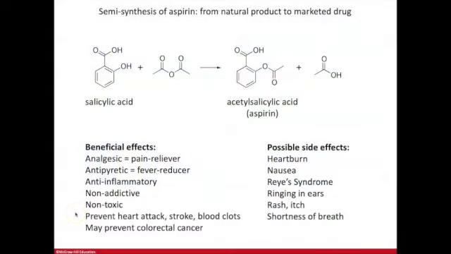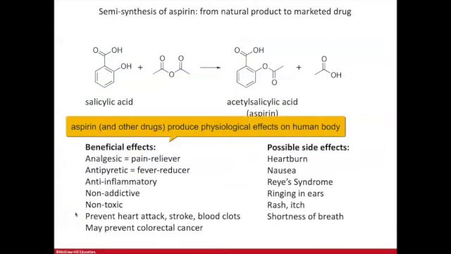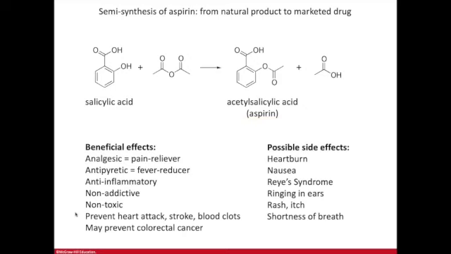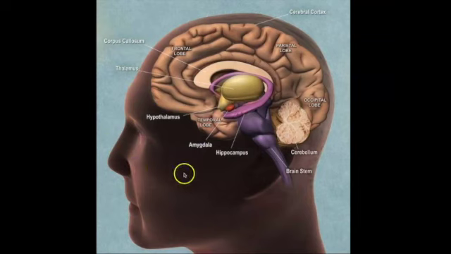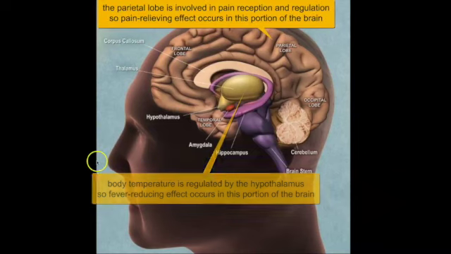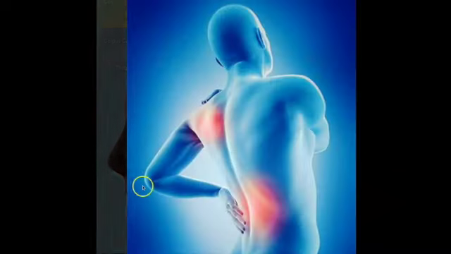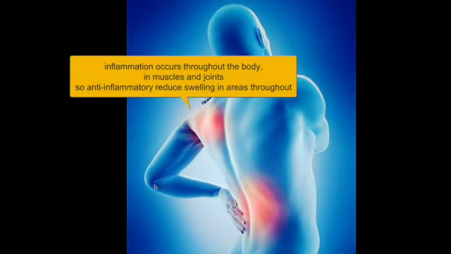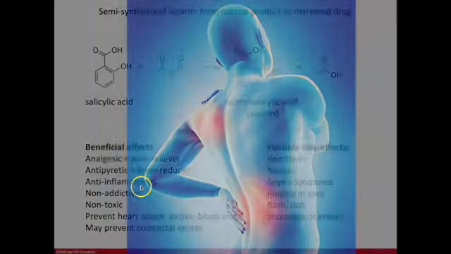How does aspirin work? Well, aspirin and other drugs produce physiological effects. These are almost always involved in altering the chemical communication system in the body. This is a very complex system with many intersecting communication pathways. And this is how aspirin can have all these different beneficial effects. As a fever reducer, this means that it affects the brain. As a pain reliever, this is going to affect a different part of the brain. And anti-inflammatory, well, that means it works in the muscles and joints, reducing swelling and inflammation, and that's a whole other region where aspirin has an effect.